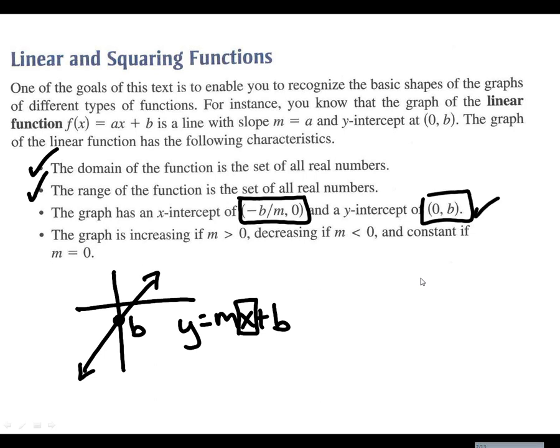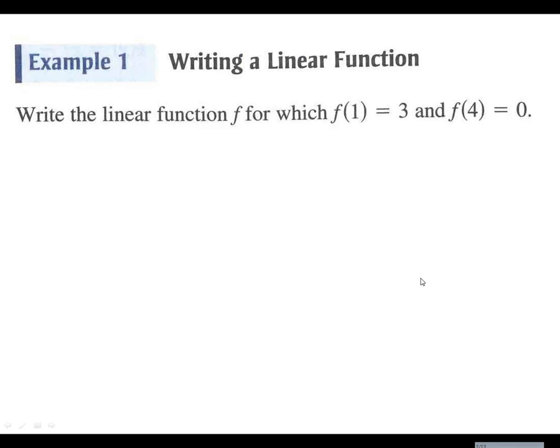This one we know all about. This one here might be a little bit new to us. Kind of handy once in a while if we want to know where we're crossing, negative b over m. We're increasing if the slope is positive, decreasing if it's negative, and constant if the slope is 0. Remember, vertical lines have an undefined slope. Okay, so we can write a linear function here for 1, 3, 4, 0.